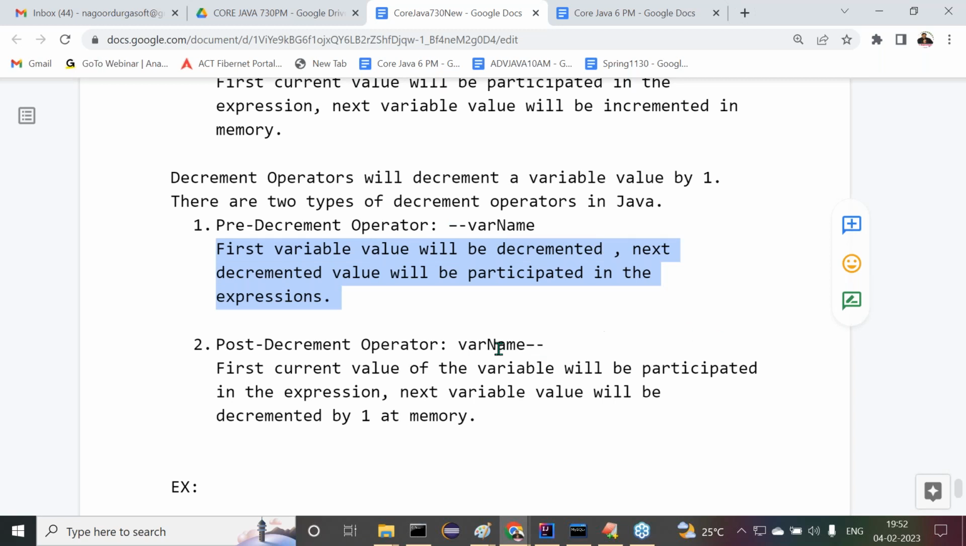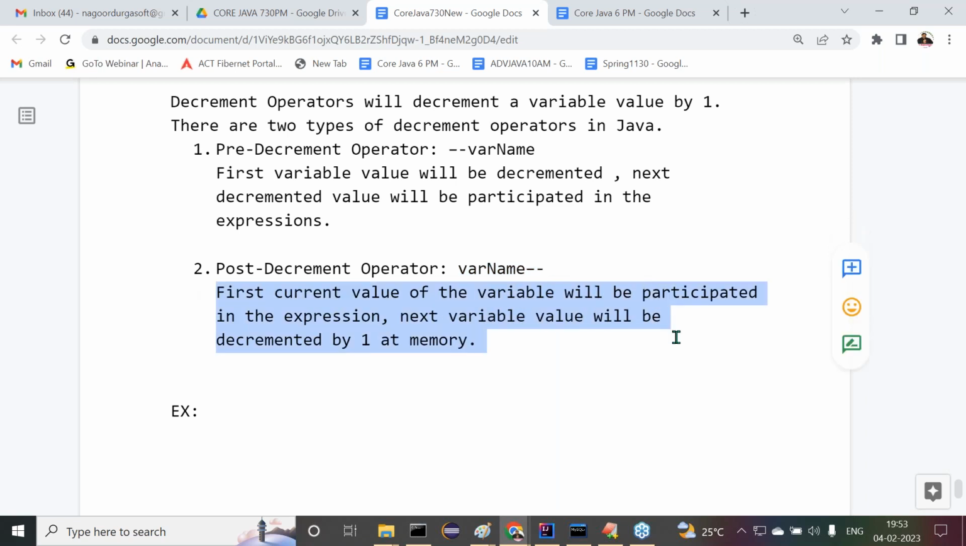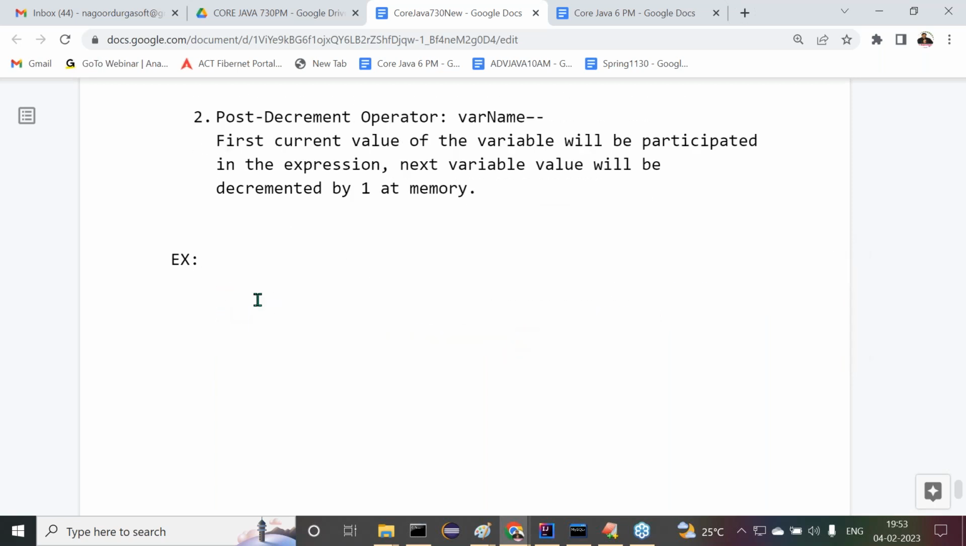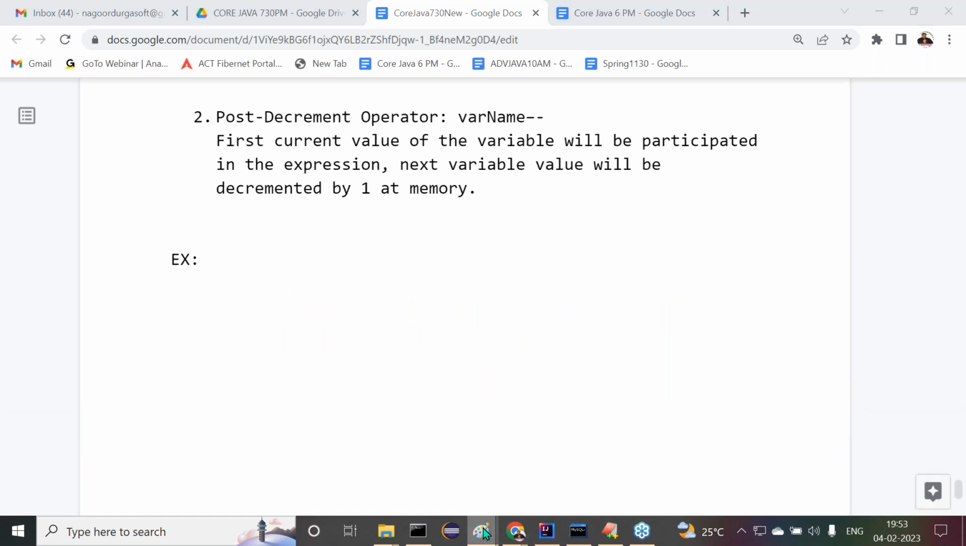Understand this clearly. Next one is the post-decrement operator, var name minus minus. Observe carefully what happens here. First the current value of the variable will be participated in the expression. Next the variable value will be decremented by one at memory. Some examples were already taken for that. Now we have seen one diagrammatic representation I've given. Now try to understand this. Let me give some explanation for it.